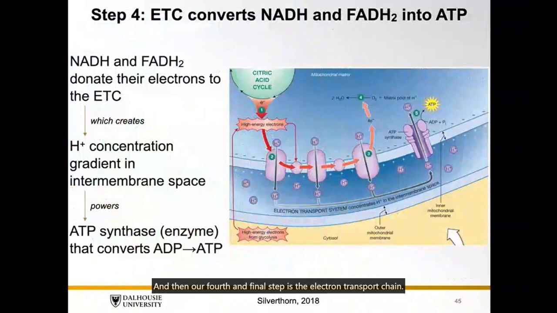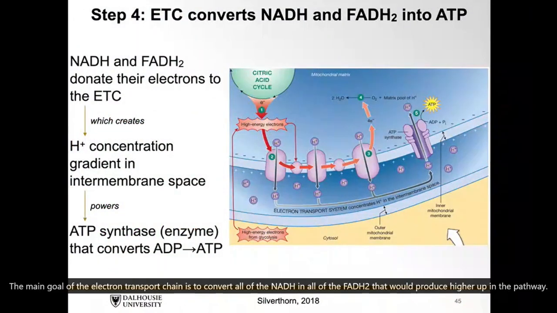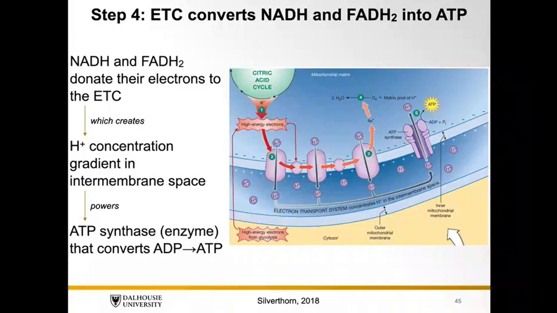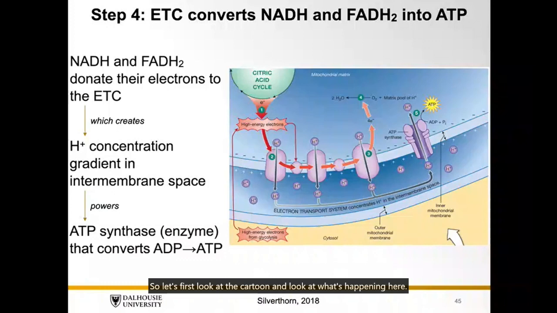And then our 4th and final step is the electron transport chain. The main goal of the electron transport chain is to convert all of the NADH and all of the FADH2 that we produce higher up in the pathway, so in glycolysis, pyruvate oxidation, and the citric acid cycle, into ATP. So let's first look at the cartoon and look at what's happening here.